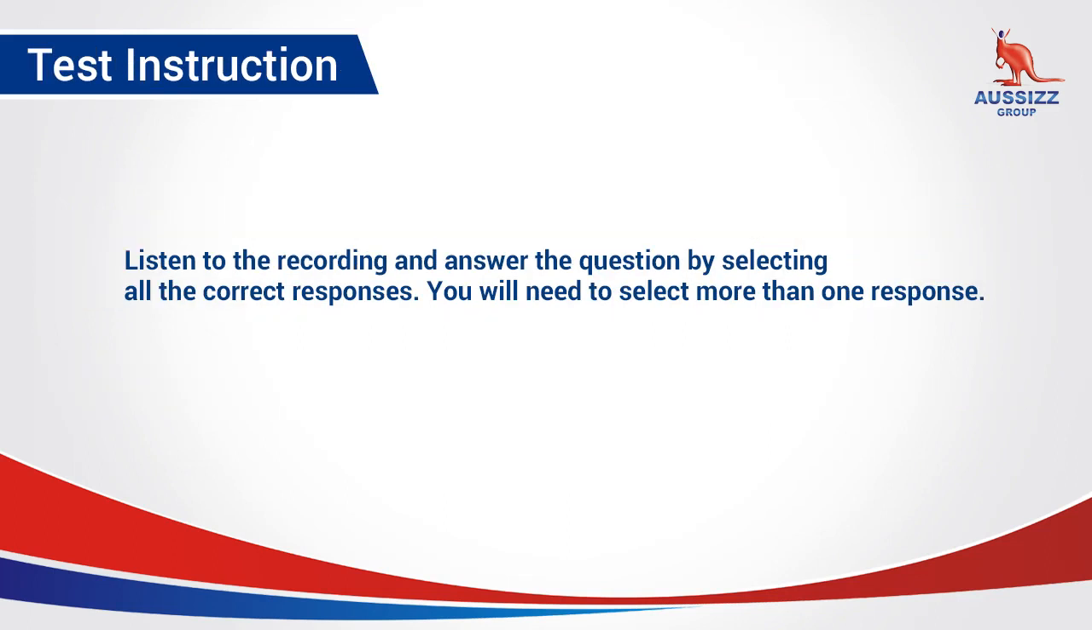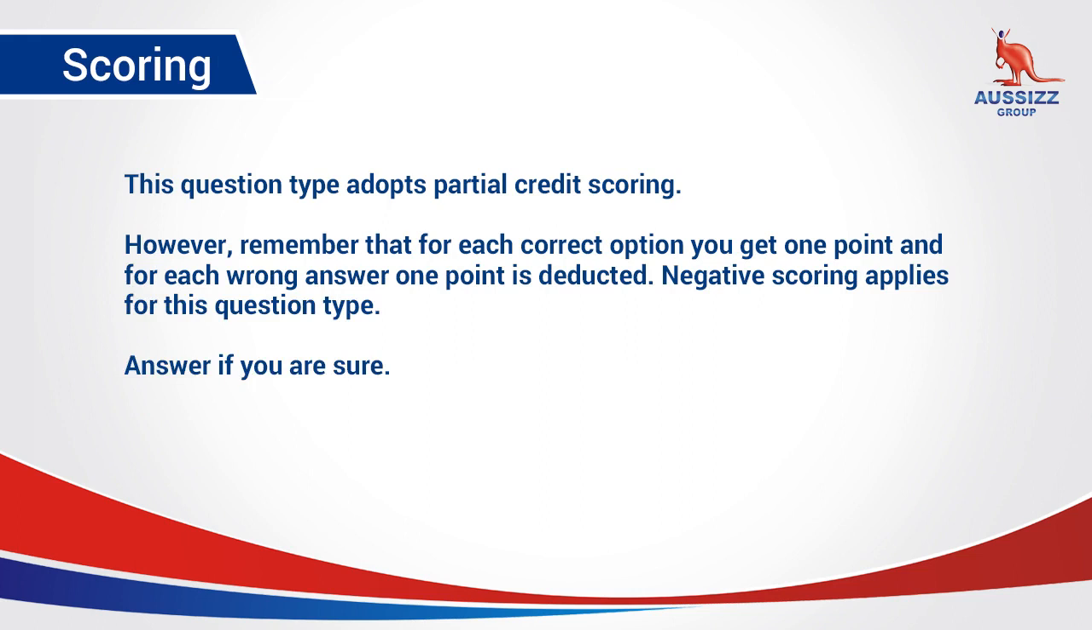So the actual test instruction will be: listen to the recording and answer the question by selecting all the correct responses. You will need to select more than one response. The scoring type will be partial credit. However, you need to keep in mind that if you mark an answer and it's wrong, you will have 1 point deducted. So this means that it's possible to receive a negative score for this question. Only answer the questions if you're sure. Otherwise, it's a better strategy to just leave it blank.